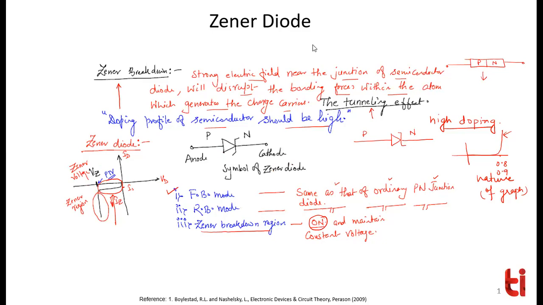Now the current increases, but the voltage does not increase. Like in a forward bias, the voltage gets constant at 0.7 volt while the current increases. Similarly, in case of a reverse bias in the Zener breakdown region, the Zener voltage becomes constant. Now the voltage across the diode does not increase.